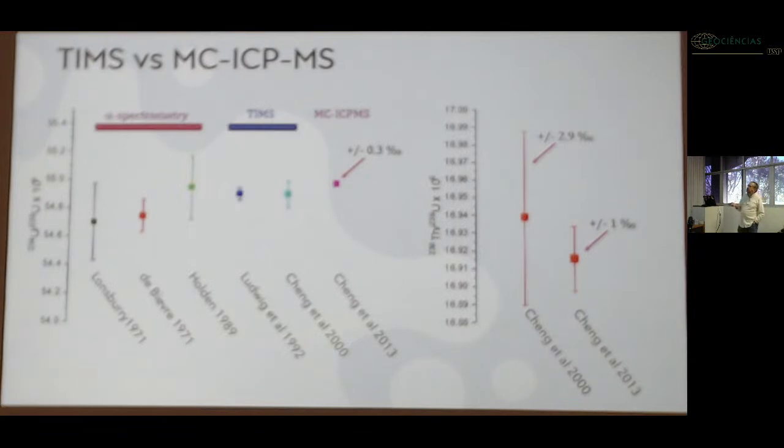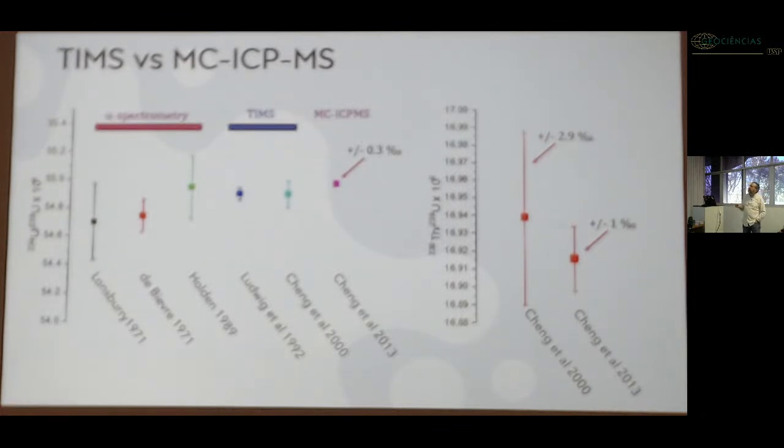Ken Ludwig in 1992 measured very, very precisely 234 to 238 in uranium ores, and proposed this half-life. So you can see a significant reduction in the uncertainty, but his half-life was never really taken into consideration because it had some other issues going on.